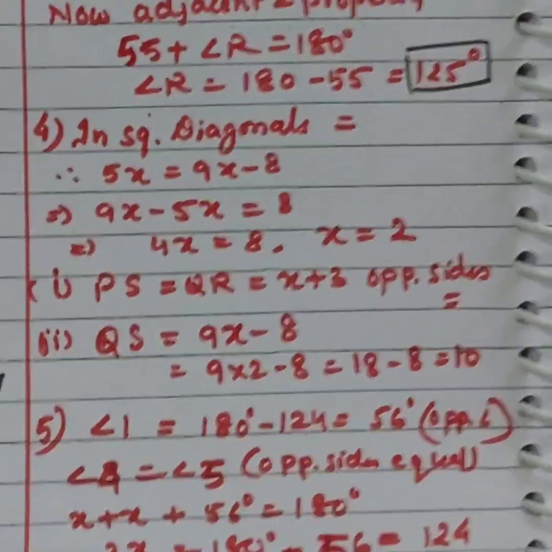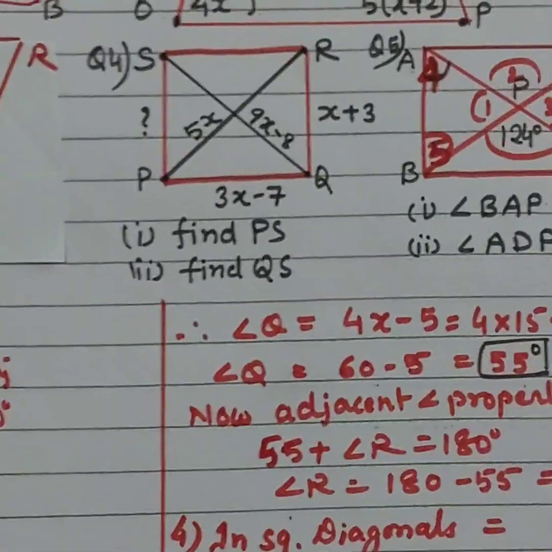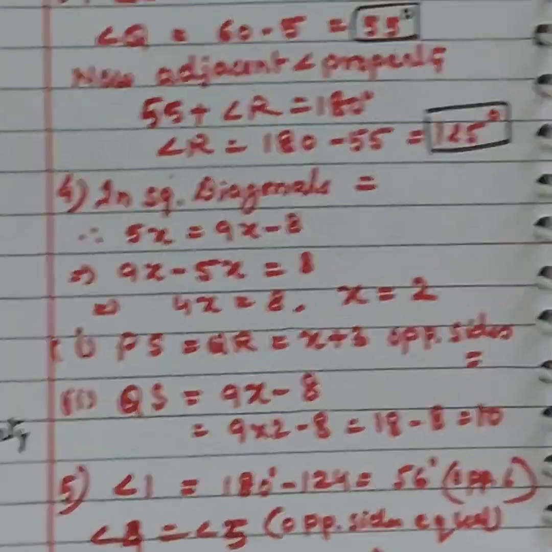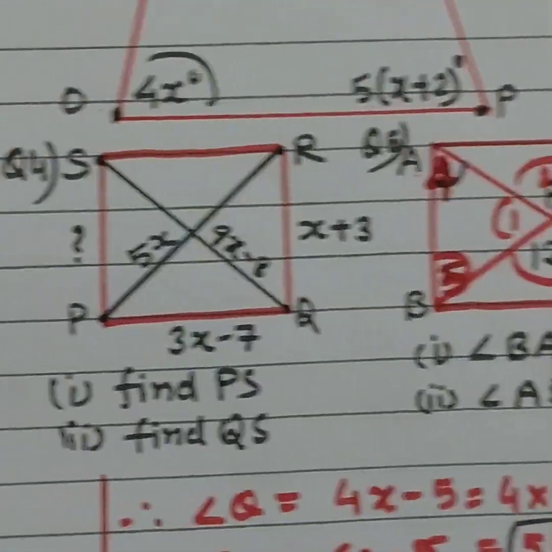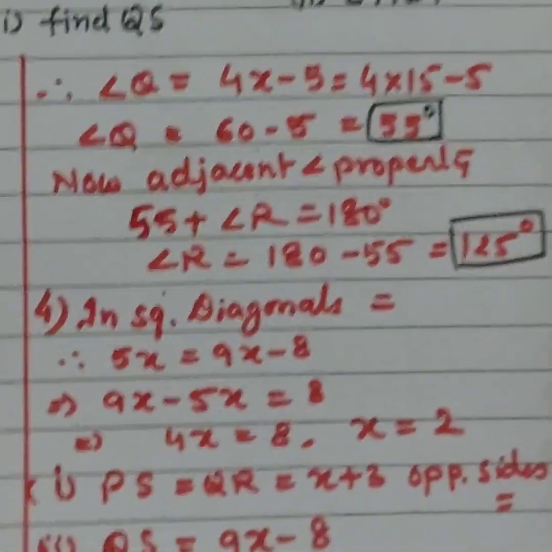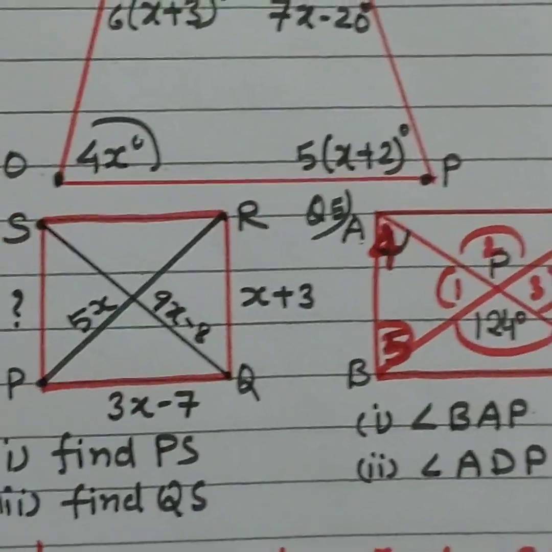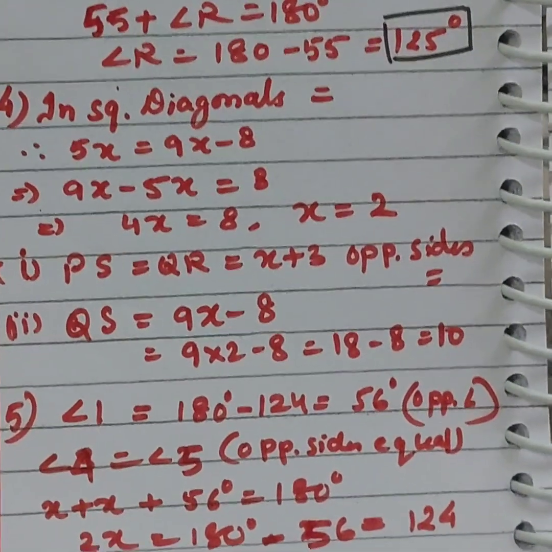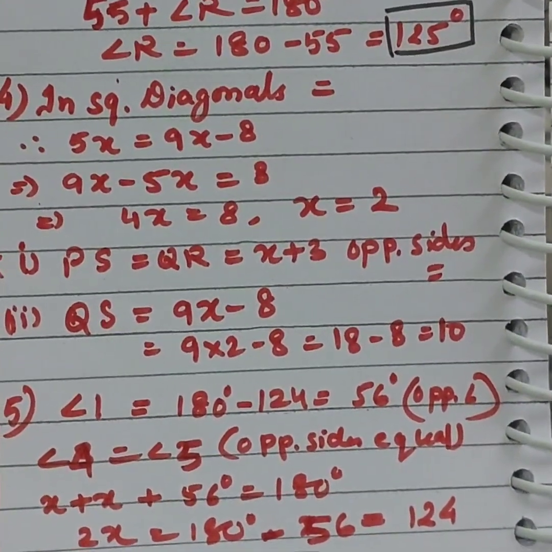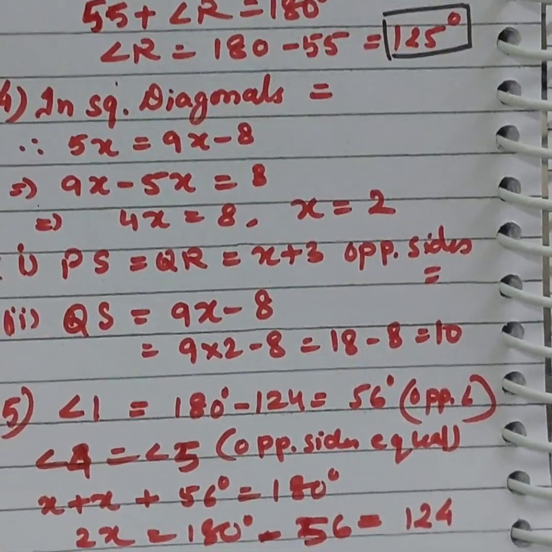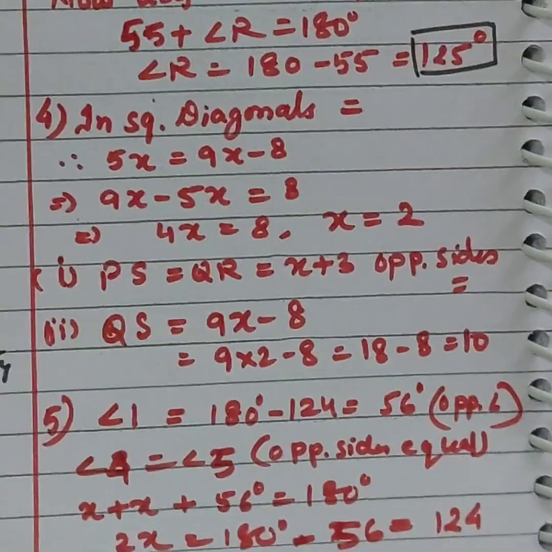Now you have to find out, first find PS. See, where is PS? PS is opposite side. So PS equals to QR, you can say. है ना? PS equals to QR. And what is the x here? X is 2. So 2 plus 3 is 5. So PS is 5. Let's see. Okay. Do you understand? So PS equals to QR. So that is equal to 2 plus 3. That is equal to 5. That you have to write. Okay. I have given the only hint.